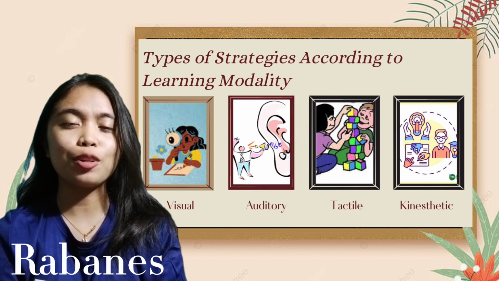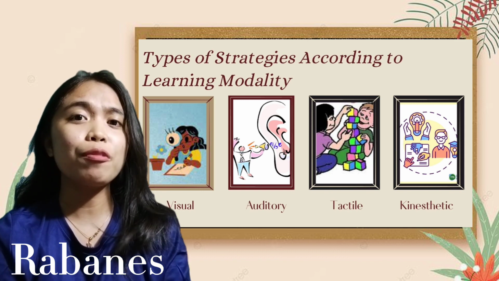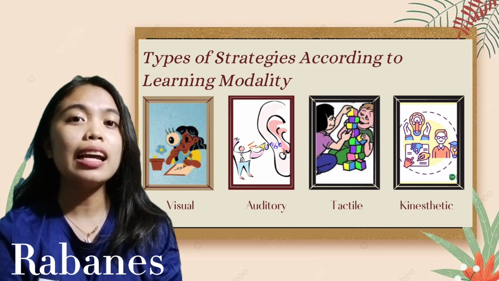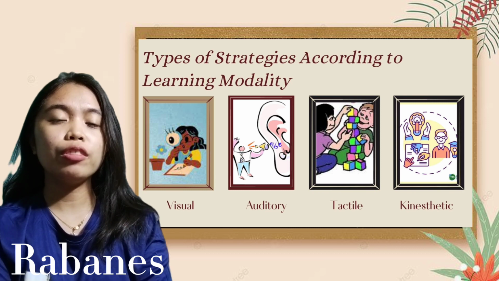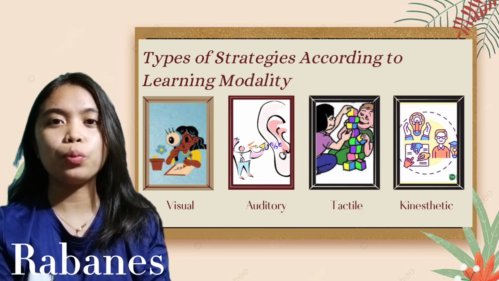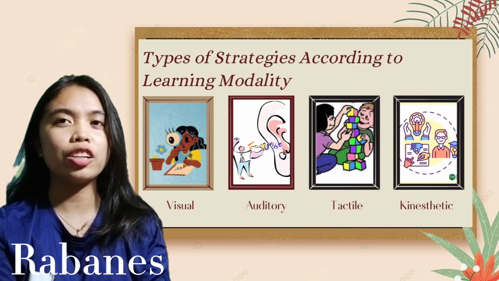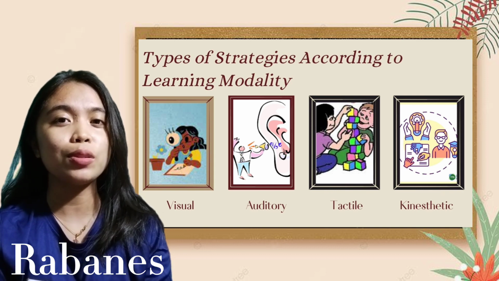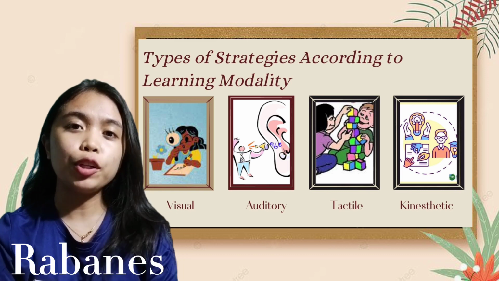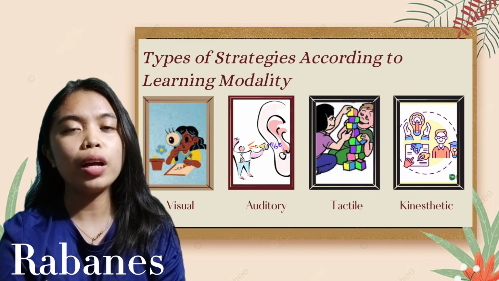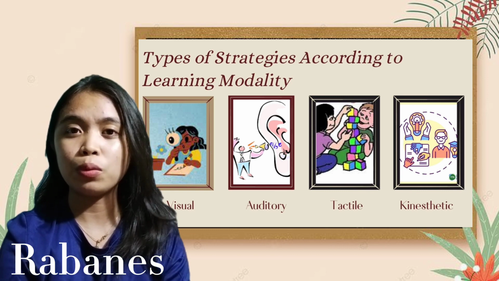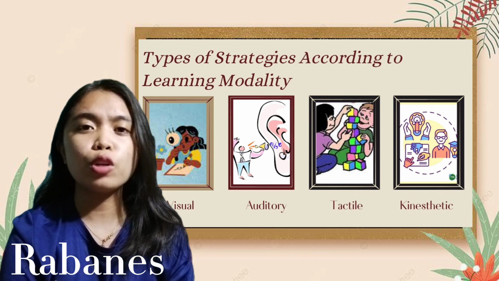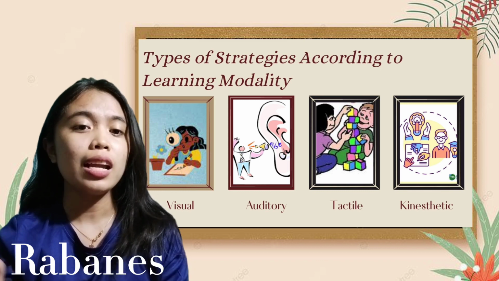Types of strategies according to learning modalities. There are 4 types of learning modalities: the visual, auditory, tactile, and kinesthetic. For visual learners, they are great with visual presentations and they are great at learning through images. So for visual learners, they use their eyes. For auditory learners, they do well learning through listening to music or stories, but they struggle with silence.